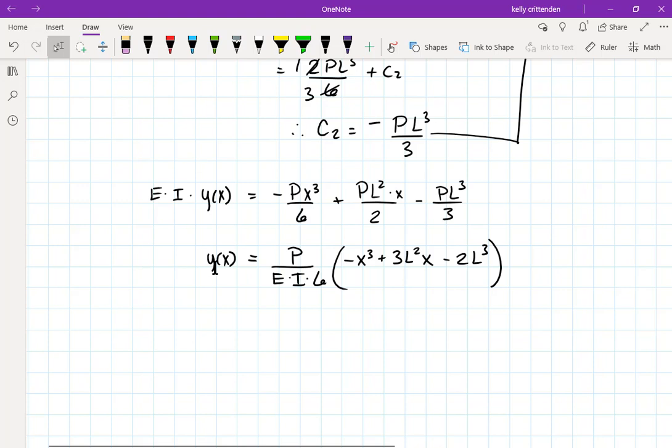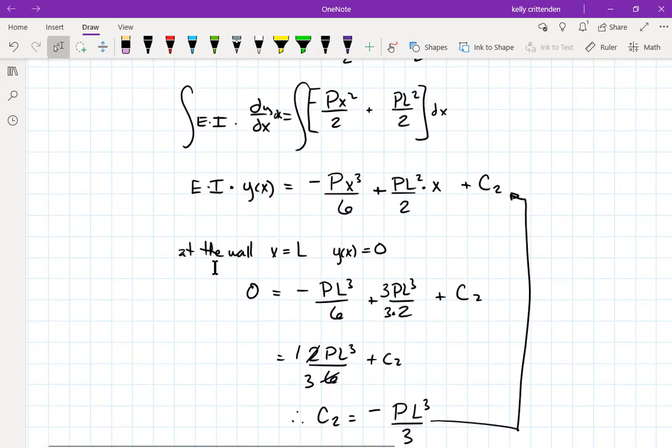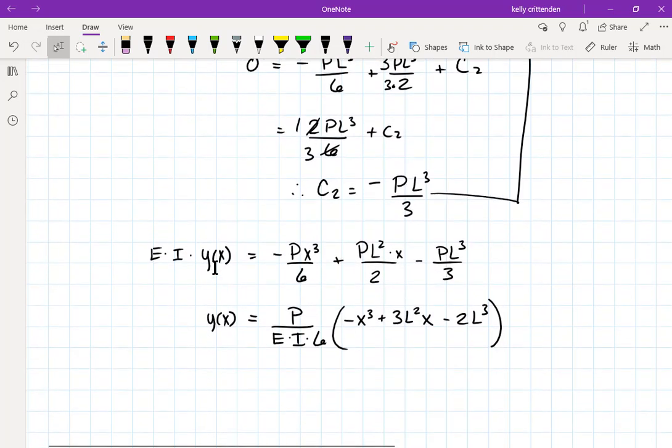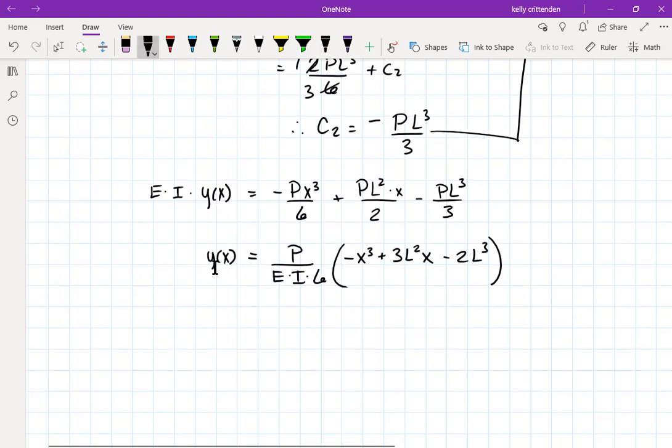So we could have done a similar approach and matched what that particular chart had, but x would equal 0 at the wall, which would change our boundary conditions. So instead of x equals L, y equals 0, we'd have x equals 0, y equals 0, x equals 0, theta equals 0. And that would have changed how we evaluated the constants a little bit, and therefore changed this. So this equation is good as long as x equals L at the wall, x equals 0 at the free end.